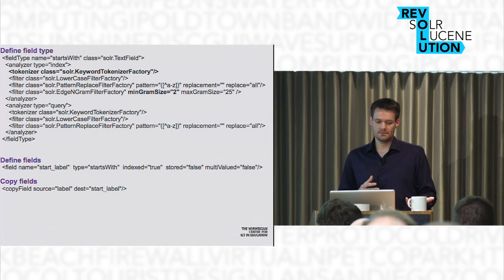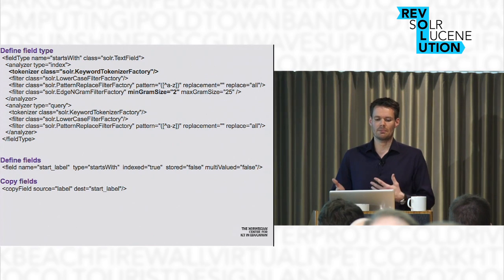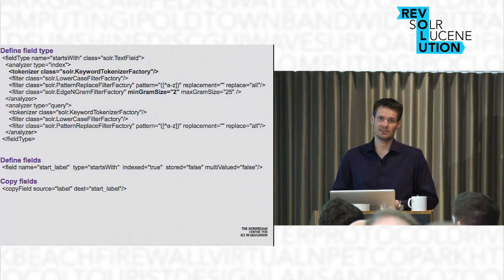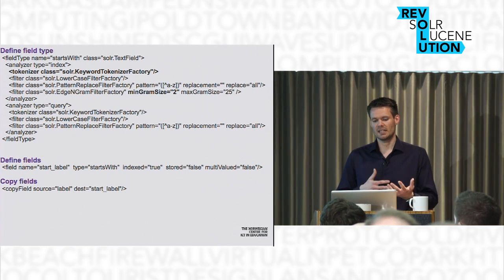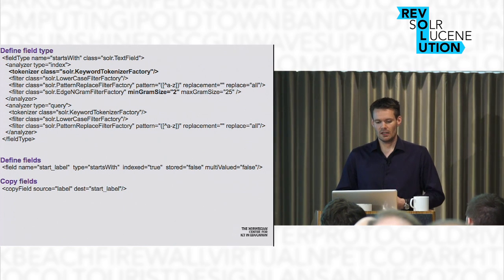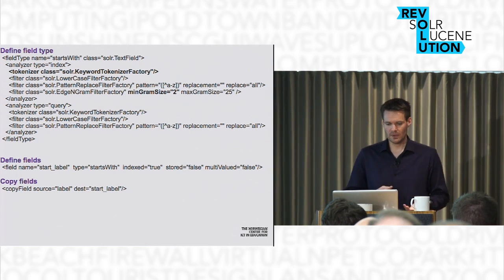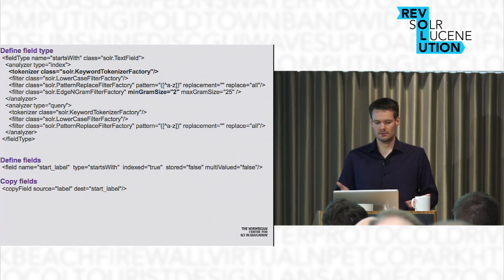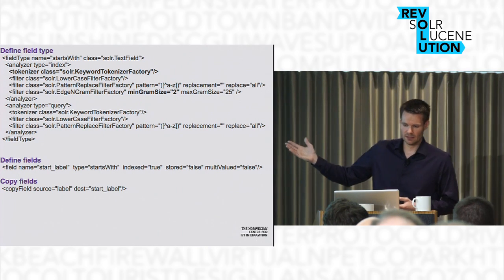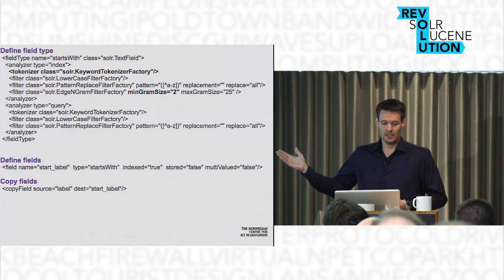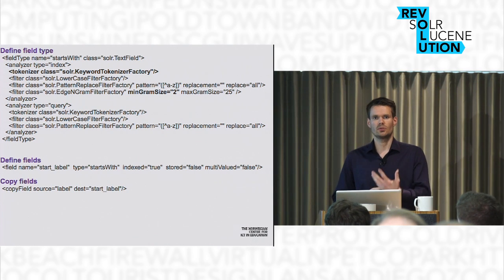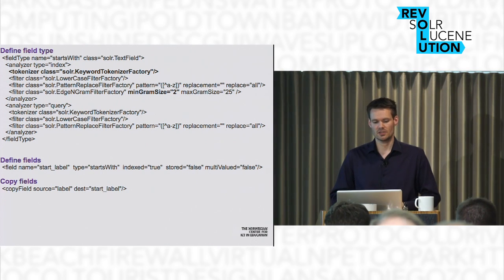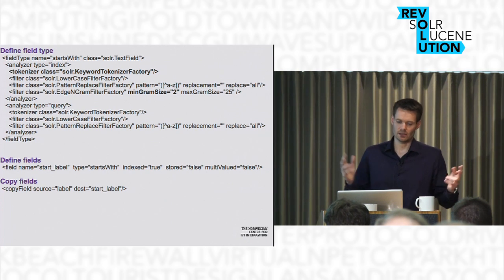For the query analyzer, we do basically the same thing, but we don't apply the edge n-gram filter factory. That's important. So this way you get like a starts with filter. That's quite efficient. When you have defined a field, you see how the defined fields part of the XML in schema.xml. You just have to use copy fields in order to populate the fields you wish to search on with that kind of functionality. So we use a label, which is our title.